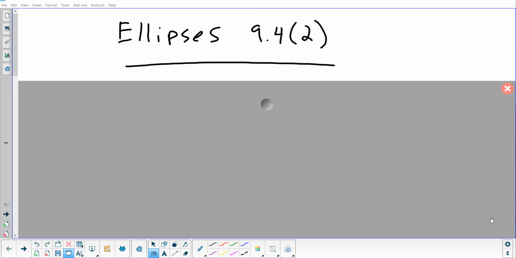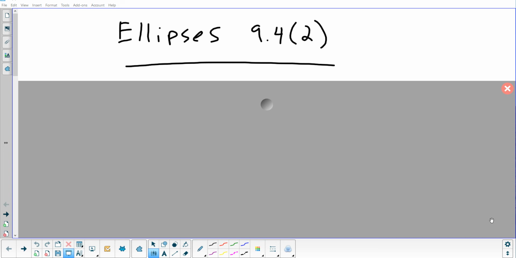So we're going to start off by looking at 9.4 part 2, which is on ellipses. Okay, we've looked at parabolas, which was our first conic section. Now we're going to look at ellipses, and then the last one we're going to look at is hyperbolas. Now, one thing with ellipses is they're really similar to circles.